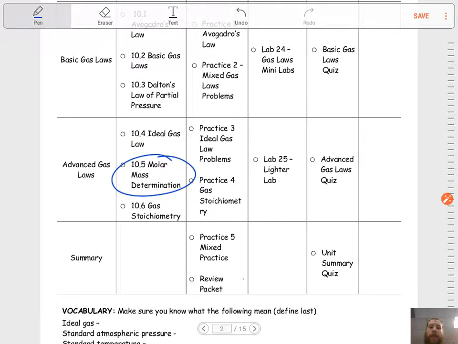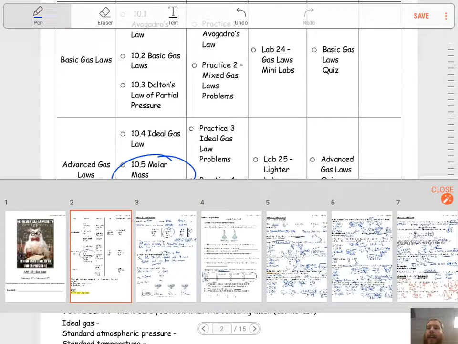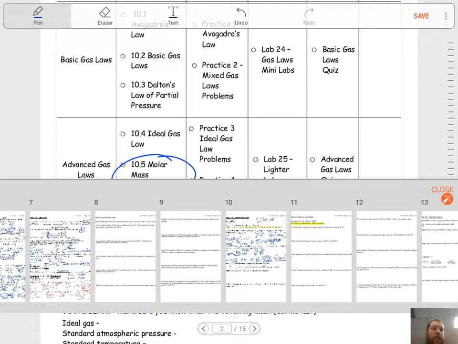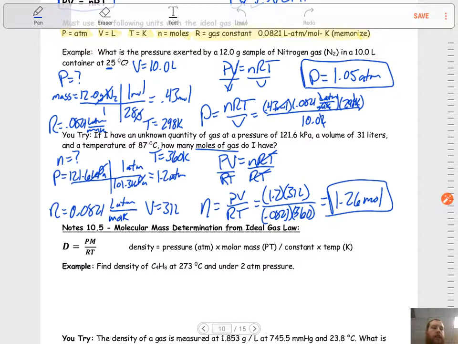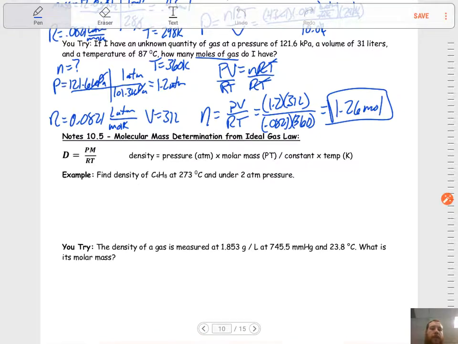Hey guys, this is video 10.5. This is how we're going to determine the molar mass of a substance. This is related to the ideal gas law, what we talked about in the last video, 10.4. This equation is derived from the ideal gas law.